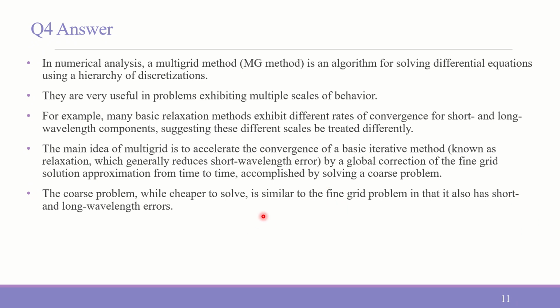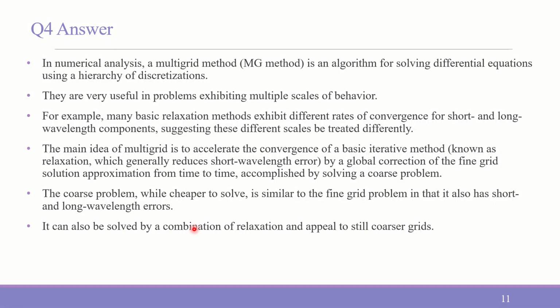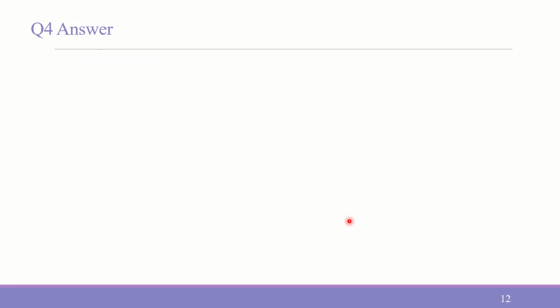The coarse problem, while cheaper to solve, is similar to the fine grid problem in that it also has short and long wavelength errors. So in each problem we will be having a series of errors. So we need to use an appropriate grid to get the appropriate solution. So that is what we are using in multigrid method. It can also be solved by a combination of relaxation and moving to still coarser grids. So we are using fine grids, moving to the next further coarser grid, and finally the coarsest grids.